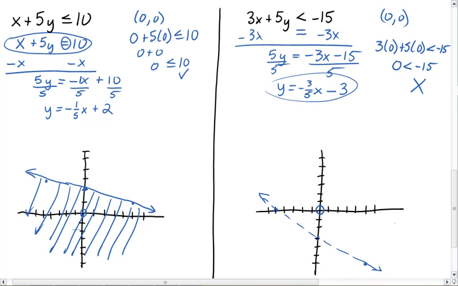So it's not this side. That means it's going to be this side over here. And there you go. We solved two variable inequalities.